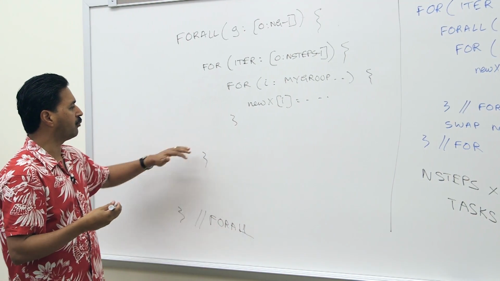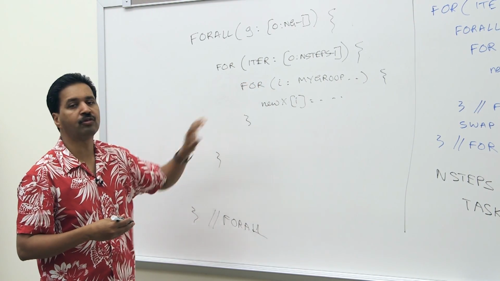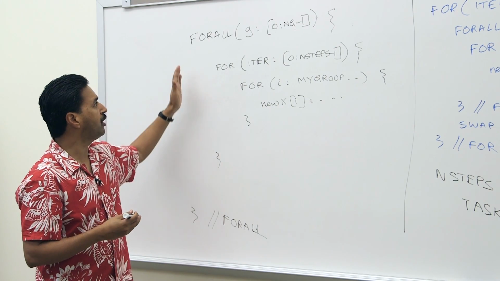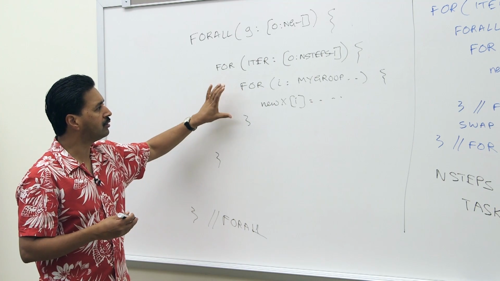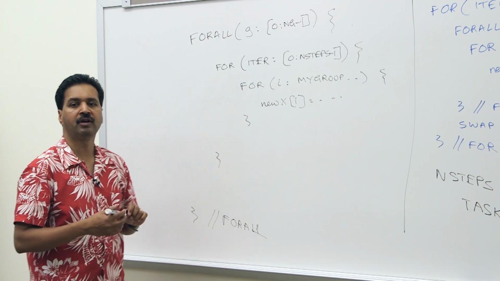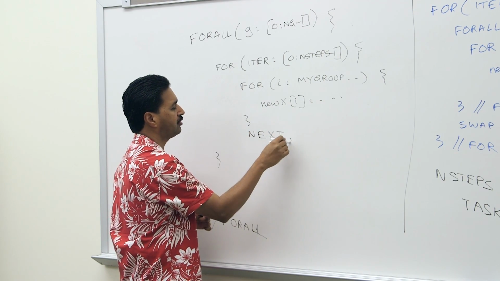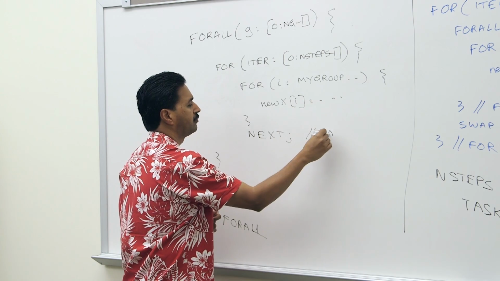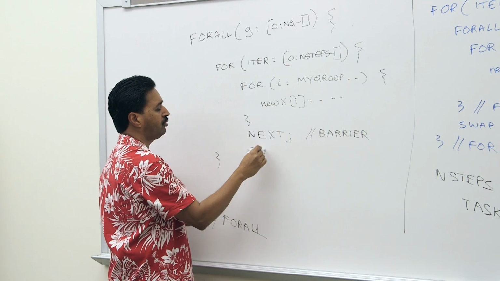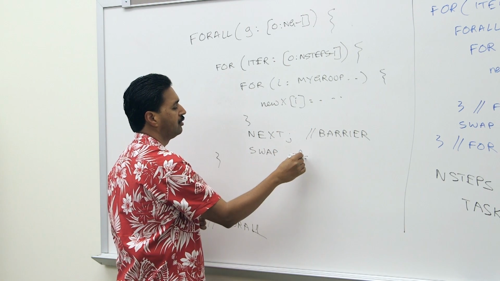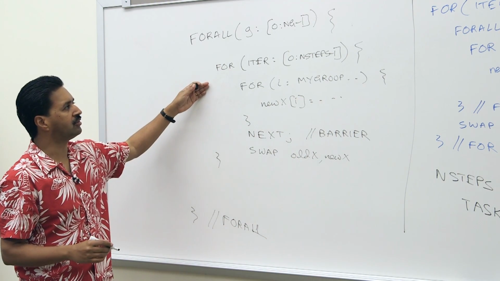But here's the interesting thing. Before we move to the next iteration, we have to make sure that all the elements of new x have been completed. So we have to make sure that each task for every group has completed its work for one step before moving to the next step. And that's exactly where barriers can help. So the next statement acts as the barrier. We will also need to, as before, swap the old x and the new x pointers. And then we can go to the next iteration.